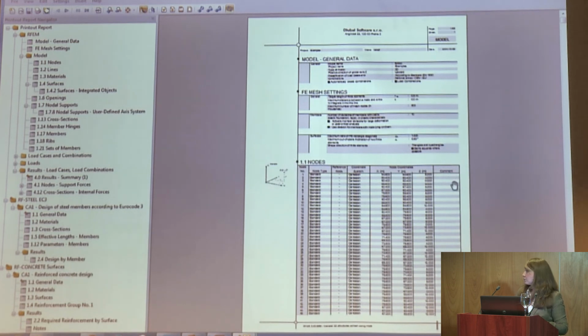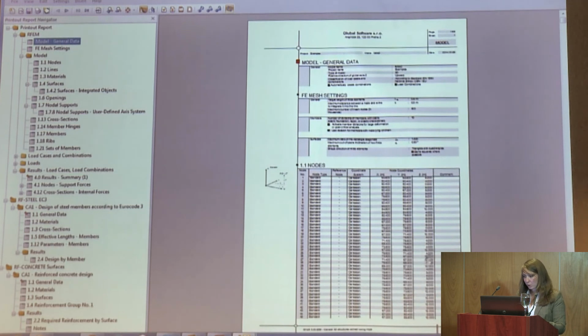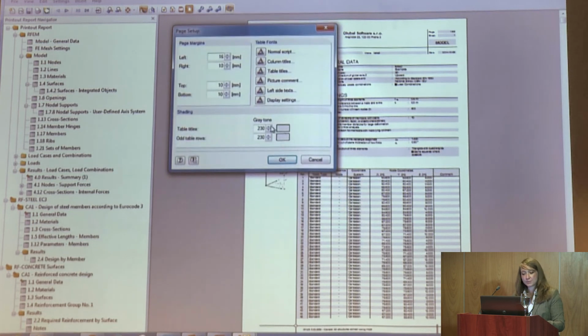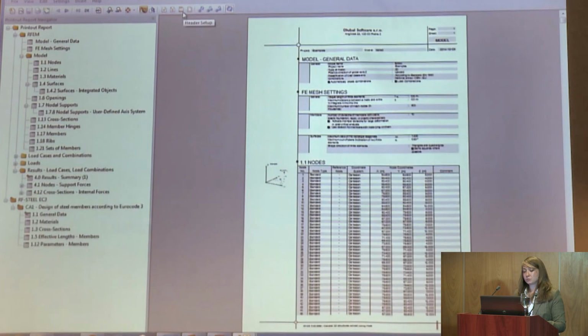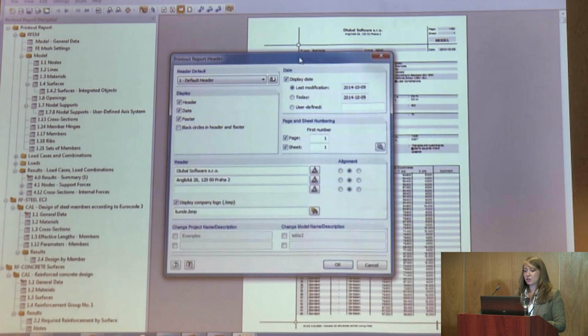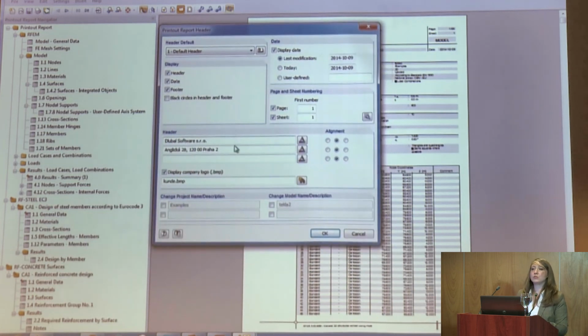Okay, so here we have the whole printout report. And here on the left you have a navigation tree where you can deal with all the data. Of course, you can set up a page and change all the settings here about margins, about fonts, and so on. Also, you can change the header. You can put your own logo there of your company. There is no problem. Here we have Dlubal software in Czech Republic because this is the license from them. But of course, when you have the program, there will not be Dlubal software but your name, the name of your company.